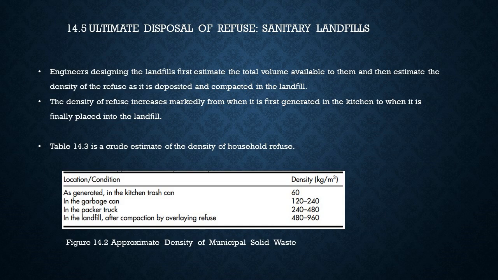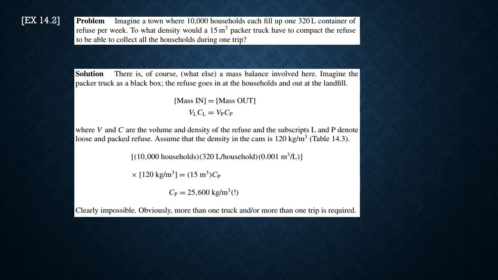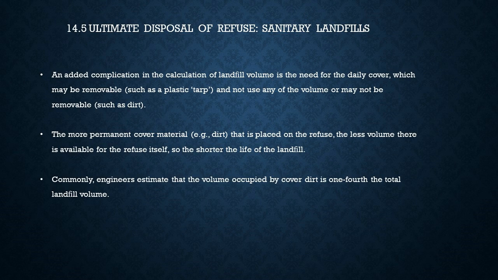The density of refuse increases markedly from when it is first generated in the kitchen to when it is finally placed into the landfill. Table 14.3 is a crude estimate of the density of household refuse. Example 14.2 in solution. An added complication in the calculation of landfill volume is the need for the daily cover, which may be removable, such as a plastic tarp, and not use any of the volume, or may not be removable, such as dirt. The more permanent cover material, e.g., dirt, that is placed on the refuse, the less volume there is available for the refuse itself, so the shorter the life of the landfill. Commonly, engineers estimate that the volume occupied by covered dirt is 1/4 the total landfill volume.